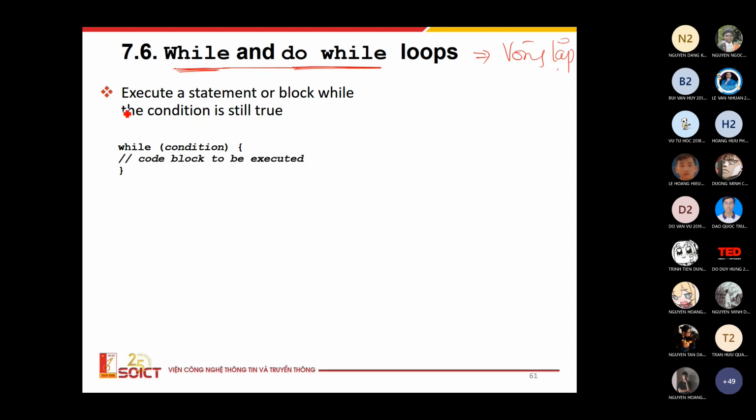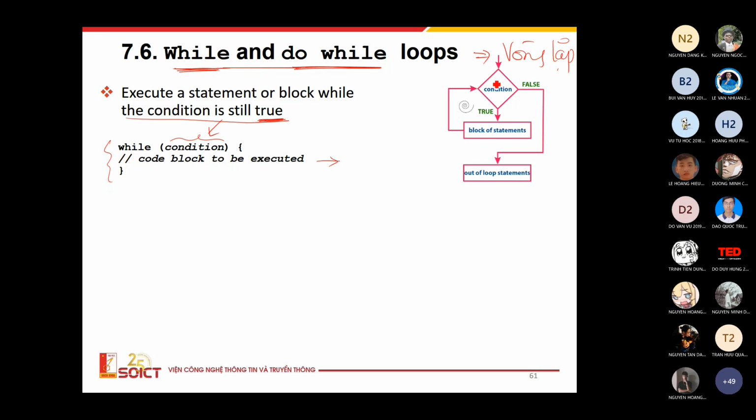Okay, you will execute a statement or block while the condition is still true. You will write like this. You have the condition here, and when the condition is still true, the code block will continue to execute. When this is true, you execute the code of the block, and then you check the condition again. You do the code block again and again until the condition is false. Then you will go out of the code block.